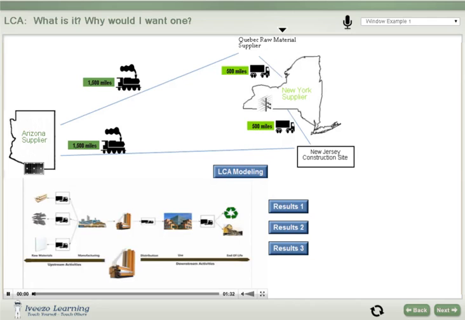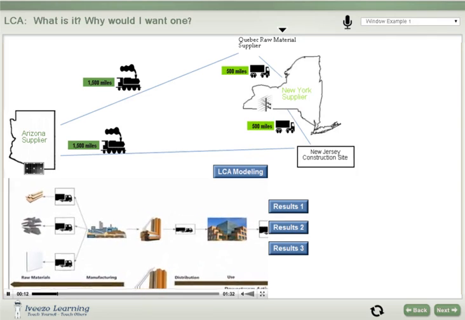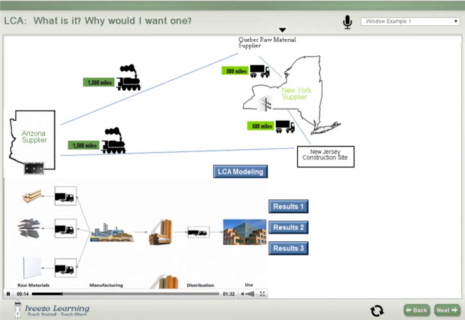In order to answer the question, which supplier has the most environmentally preferable window, an LCA study would need to create 2 models, one for the value chain of each supplier, from cradle up to the point the windows are received in New Jersey.